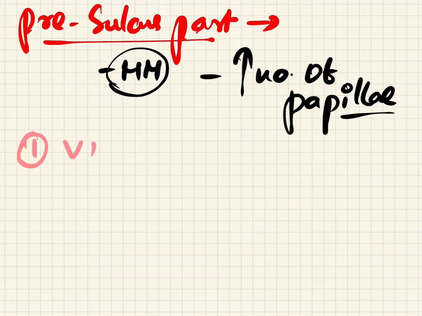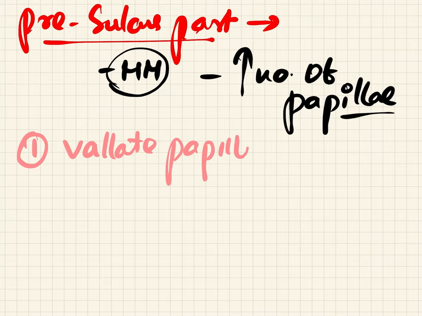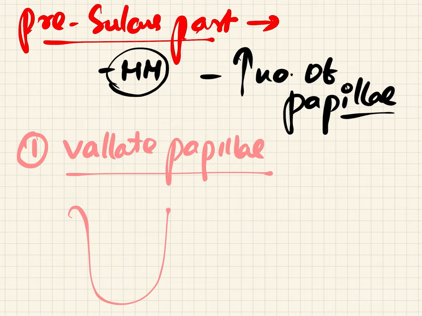Now the first one is the vallate papillae. As we know, the tongue is like this, and the sulcus terminalis is V-shaped. Just in front of this sulcus terminalis, you can see some prominent papillae like this, called the vallate papillae. They are usually 8 to 12 in number, present in a V-shaped single row in front of the sulcus terminalis. Each papilla is truncated cone shaped.